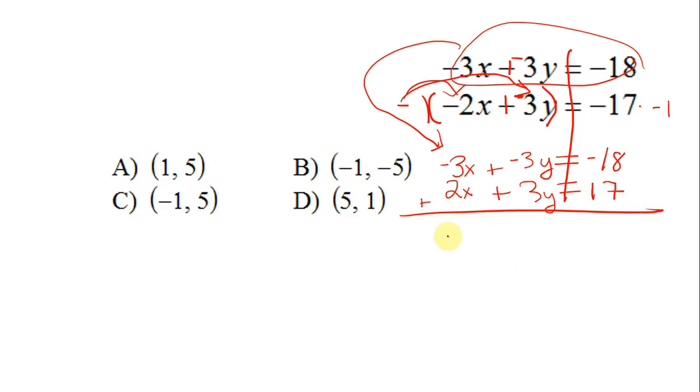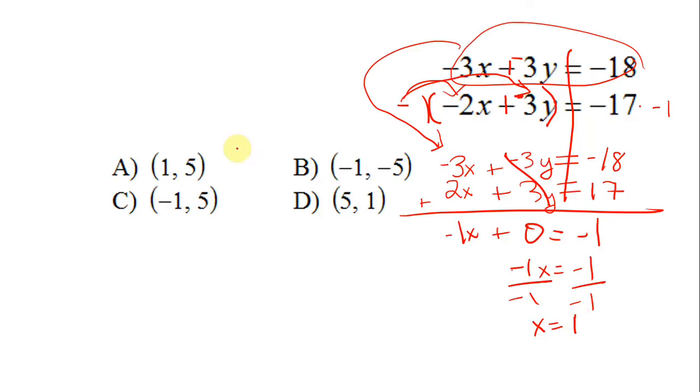And when I add them up, I get -1x plus 0 equals -1. Or -1x equals -1. I'll divide both sides by -1 to get x by itself. And I will get x equals +1. An x value of +1 is choice A. Therefore, choice A is my correct answer choice.